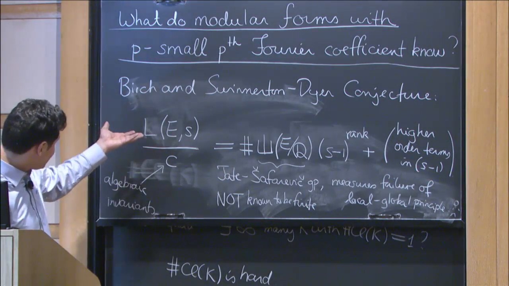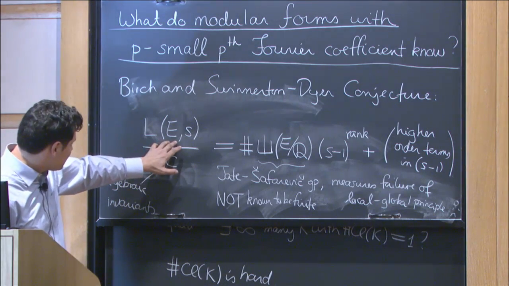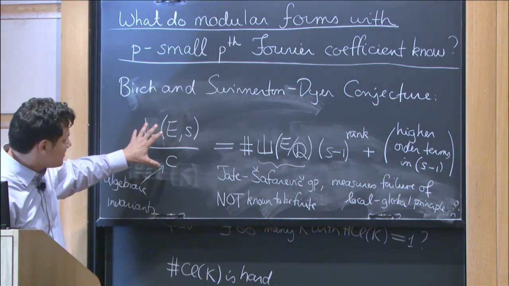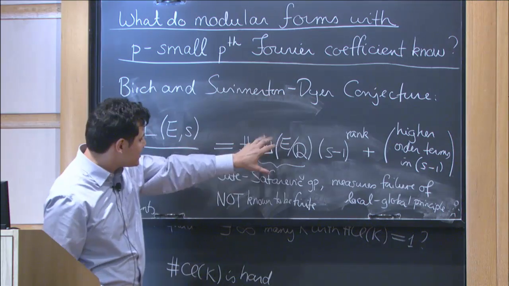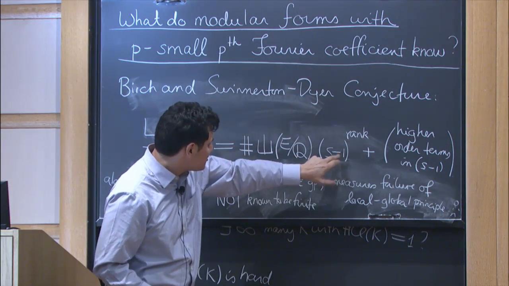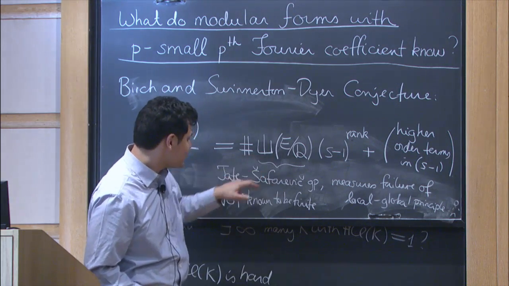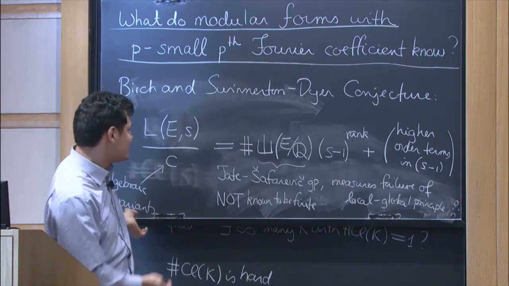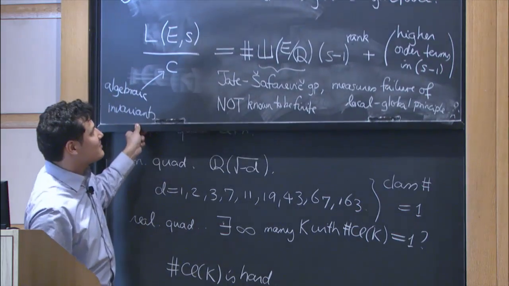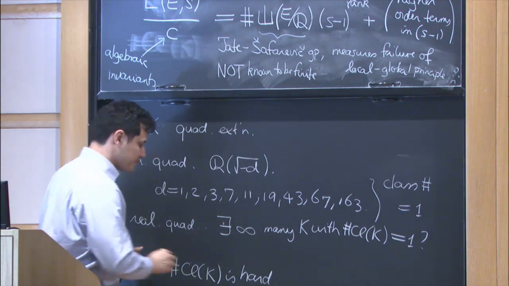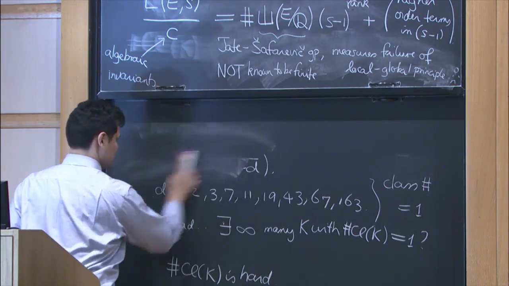So there we have it. We have an L function which is constructed from local data, and then we have terms here. One term encodes something global, and the other term encodes the failure of the local global principle. So this somehow should tell us everything we can about the elliptic curve.